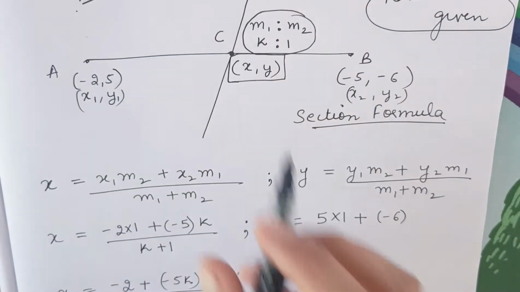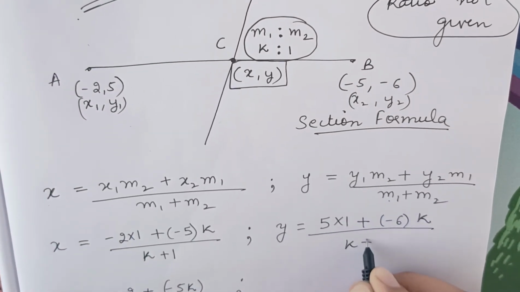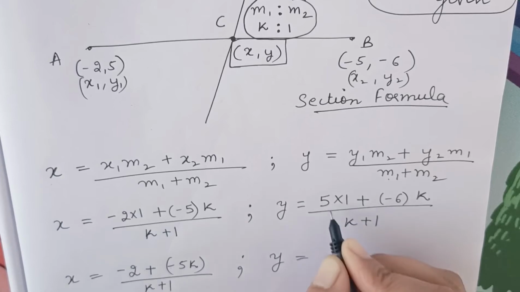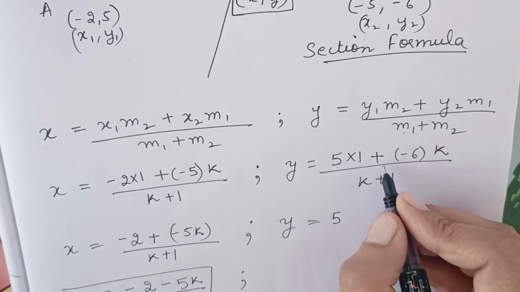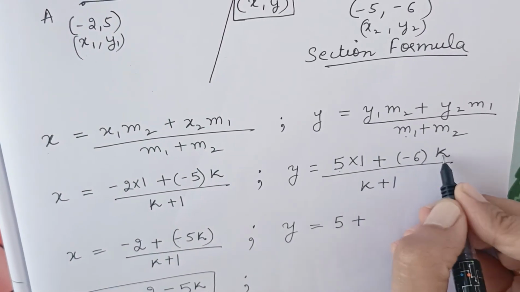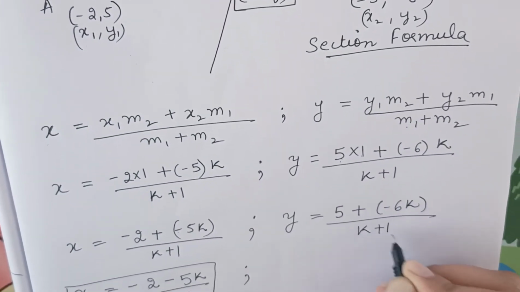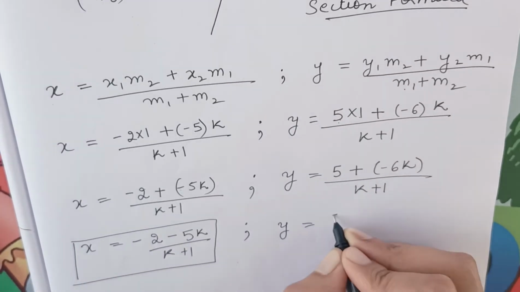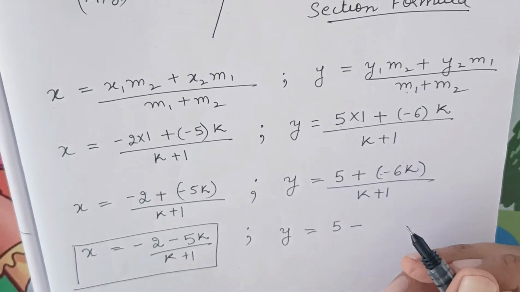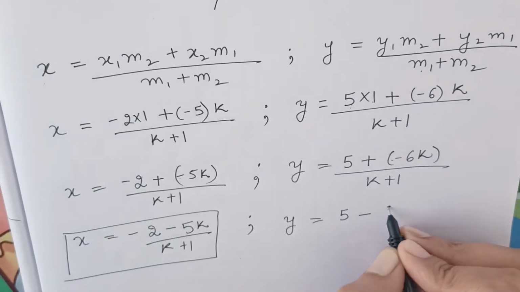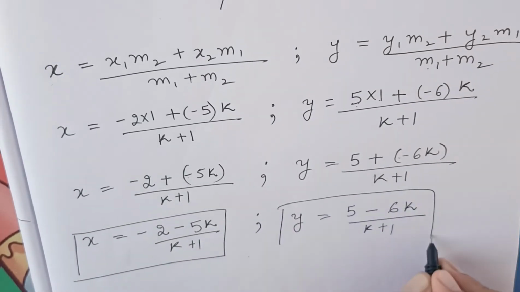M1's value is k upon M1 plus M2, which means k plus 1. So y is equal to 5 into k, 5 into 1, 5 plus, as it is, minus 6 into k, minus 6k upon k plus 1. Y is equal to 5 plus minus minus. So two signs together we have to make into a single sign. Minus 6k upon k plus 1. Further this we can't simplify.